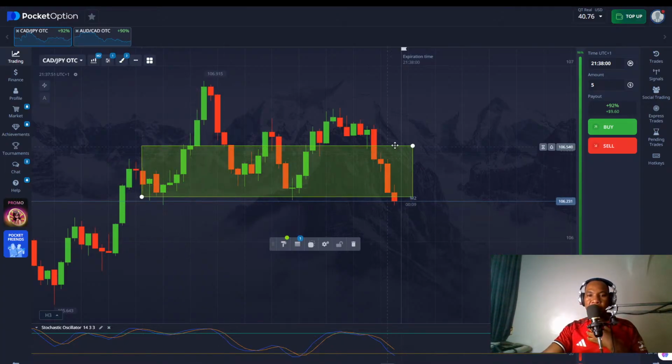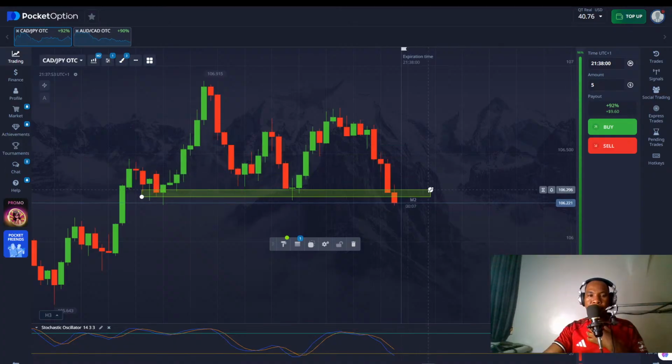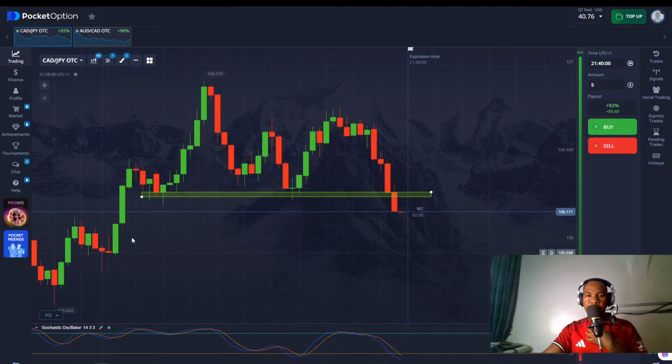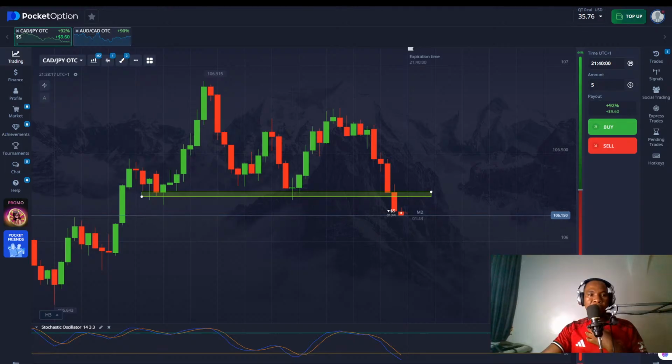So look at the region, look at the support region. Now it is broken. And we can wait for price to touch this place, or if it keeps going down, I'm just going to enter. After all, we only have three trades. We only have three trades to take.